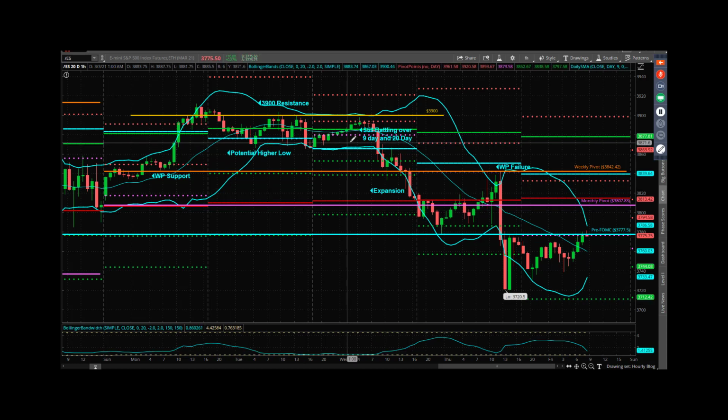1.0. Tight bands, wide bands. When the wide bands happen, you get expansion. So compression, expansion. You had one failure here at the weekly pivot, 38.42 and change. Brought it down. They bounced it off our pre-FOMC level, which is basically the price before the last Fed meeting. The last price before they opened their mouth, 37.77.5.